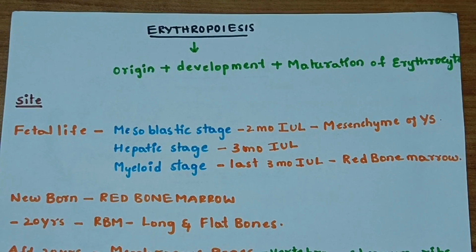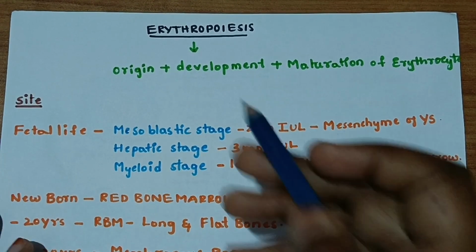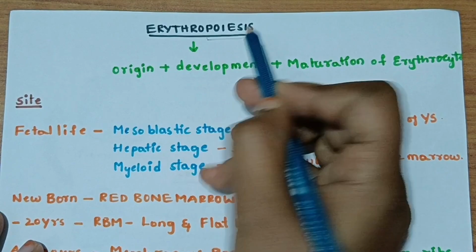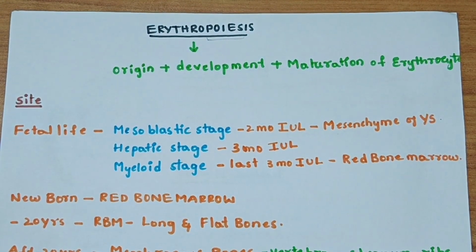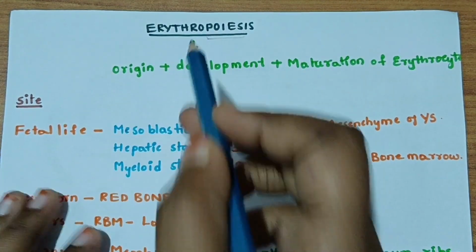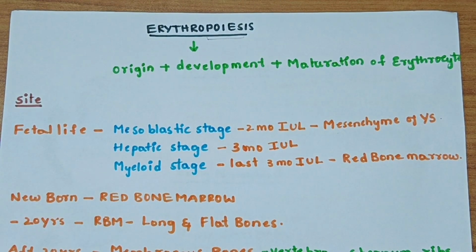So what is erythropoiesis? Poiesis means the process of maturation, and erythro means RBC, obviously. So the process of origin, development and maturation of erythrocyte, that is RBC, is known as erythropoiesis.